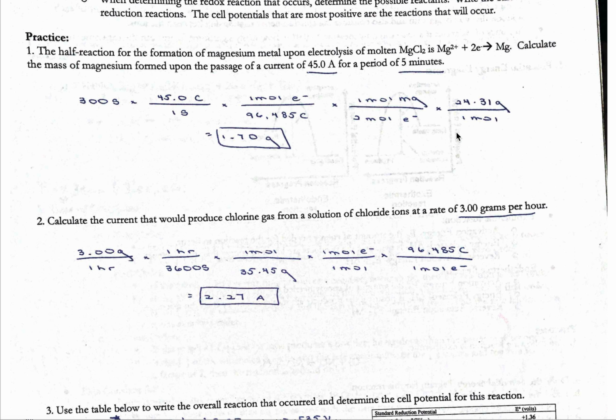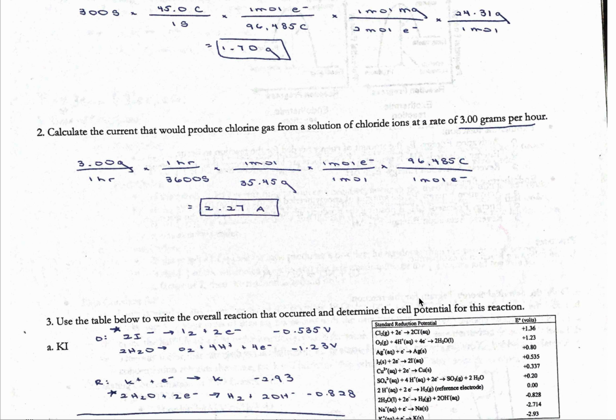Then I can get into grams of magnesium. Here I'm given grams per hour, and I want to find the current. Remember, current is coulombs per second. So I need to convert grams into coulombs, hours into seconds. So I do get into seconds pretty quickly.